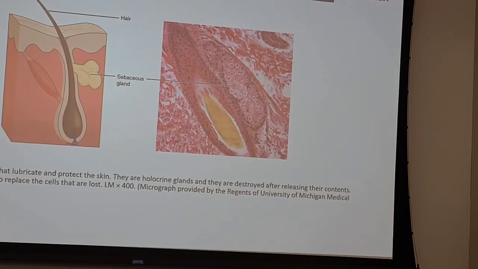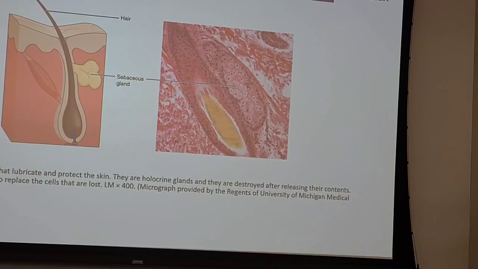This is just showing us the location of the oil gland, the sebaceous gland. For the ones who were left yesterday, we already learned this one. So basically, you're going to have chapter 5 in the lab today, but the ones who were left yesterday already have it.